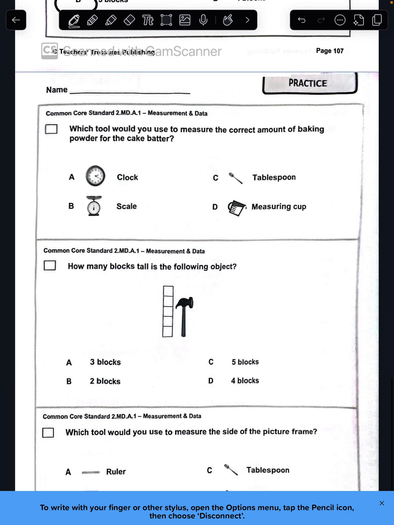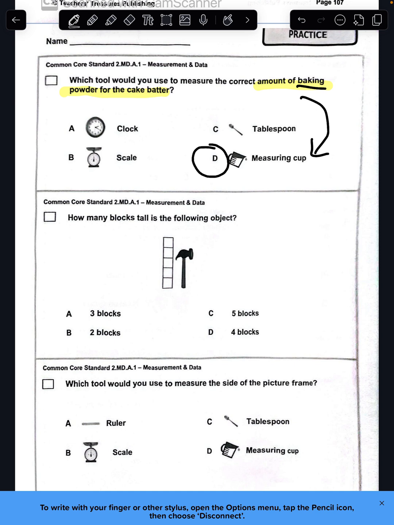Okay. Last page, they ask, which tool would you use to measure the correct amount of baking powder for the cake batter? So here it is actually amount of baking powder for the cake batter. So this one you would actually think of baking. When you think of baking, you usually think of measuring things. So the answer would be D, measuring cup.